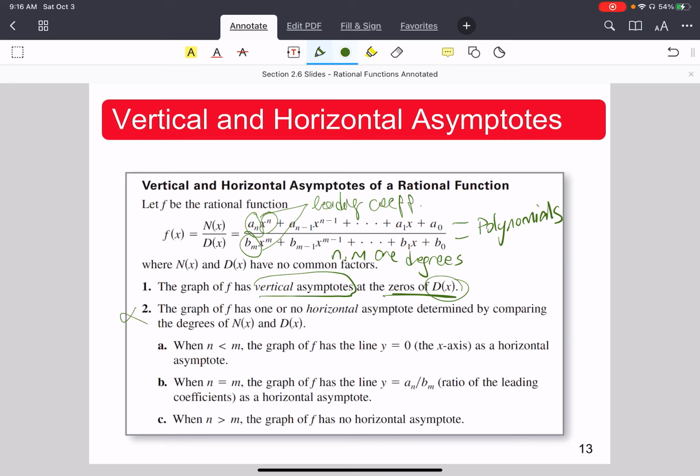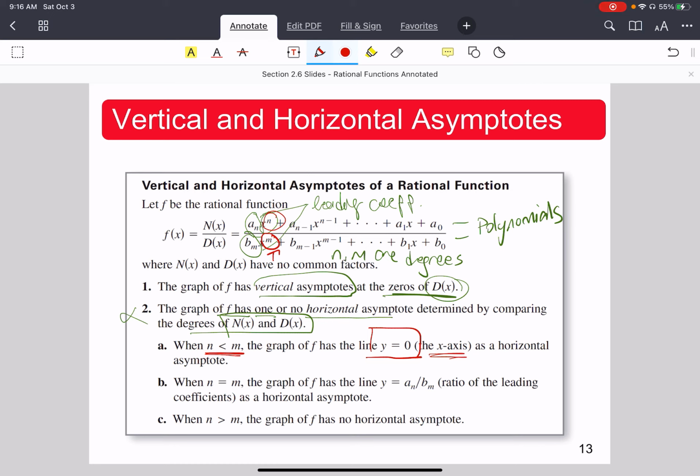That one has a little bit of a condition. The graph of function f has one or no horizontal asymptote, determined by comparing the degrees of n of x and d of x. Realize the degree of the top polynomial is n right here, and the degree of the bottom polynomial is m, right there. So if m is bigger than n, in other words, the degree of the bottom is bigger than the degree of the top, then the line y equals 0, which is the x-axis, is always going to be the horizontal asymptote.